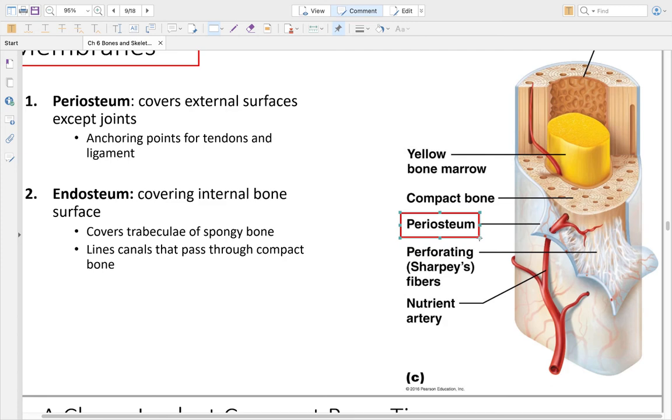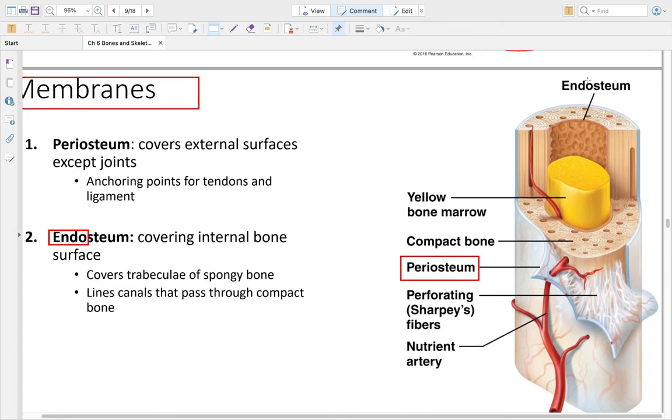Now, the endoosteum. What does endo mean? You guys remember? Endo means innermost. Endoosteum. Okay, so endoosteum is the lining on the inside of this cavity. So bones are lined on the outside by the periosteum, and on the inside, if they have any kind of cavity or space, they're lined by the endoosteum.